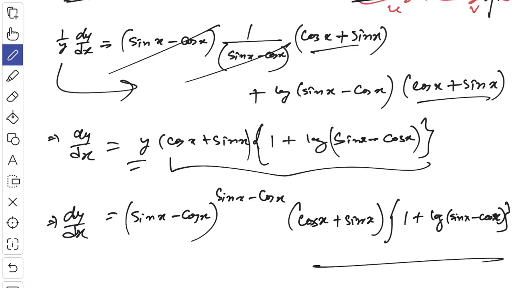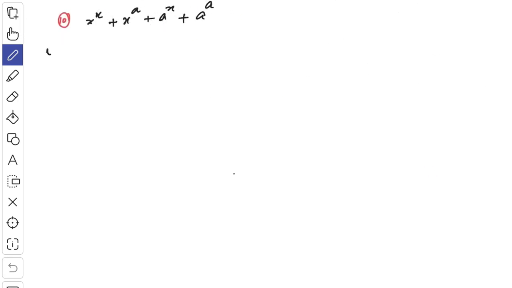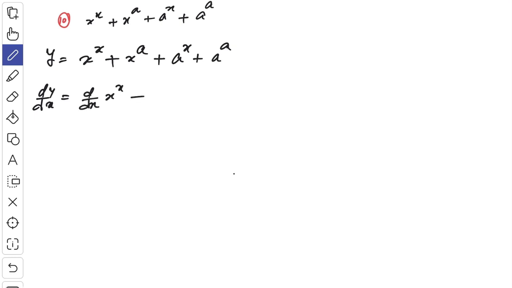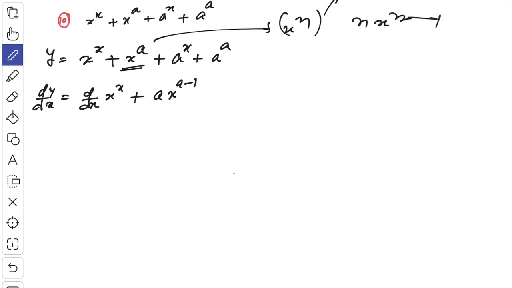Now let's move on to the next question, question number 10. So how to differentiate this? Let us consider y is equal to x to the power x plus x to the power a. Here a is constant, okay, remember that. If you differentiate it, dy by dx is going to be the derivative of x to the power x and the derivative of x to the power a. So it is a x to the power a minus 1, as a is constant. We can consider this one as x to the power n, isn't it? If you differentiate it, you get n x to the power n minus 1. That's what we have done.